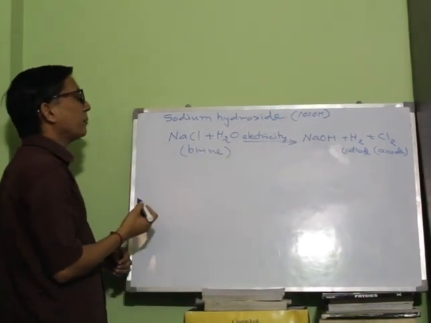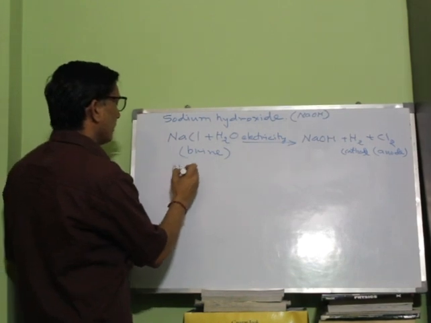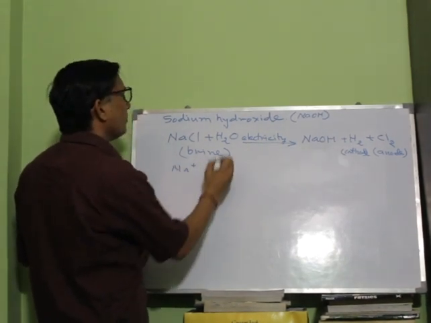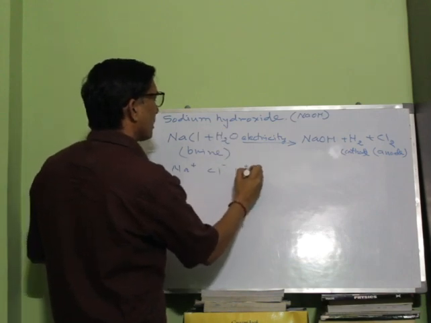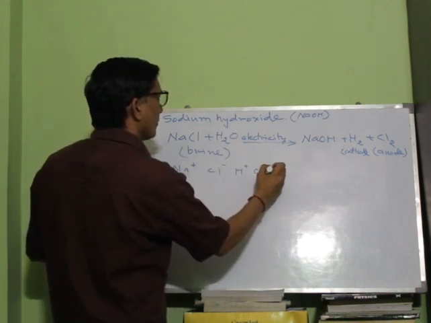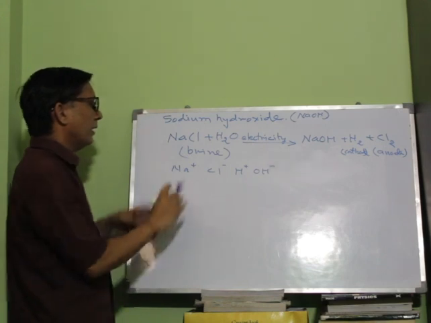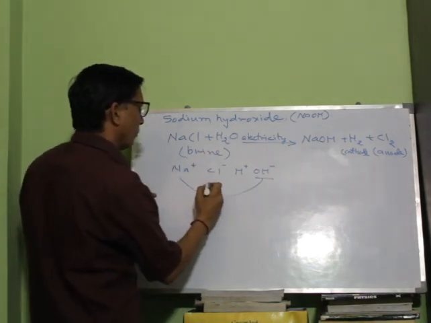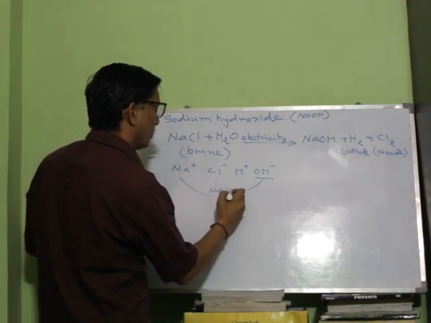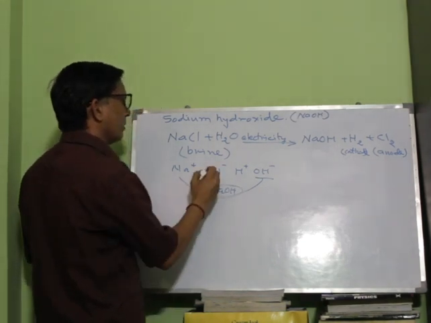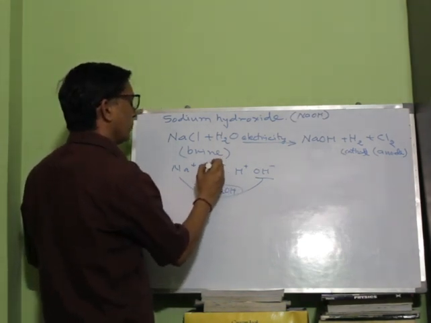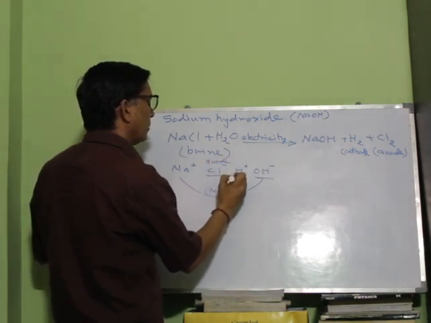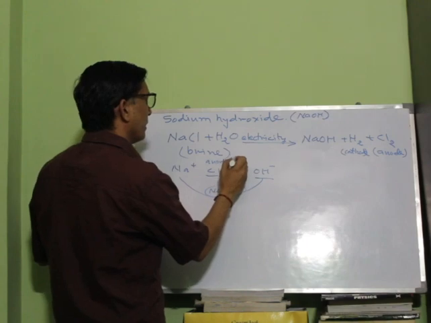Now how does it happen? NaCl dissociates into chlorine and sodium. H2O also dissociates into H ion and OH ion. And a recombination of these forms three products: NaOH, chlorine itself at the anode, and hydrogen in the form of gas at the cathode.